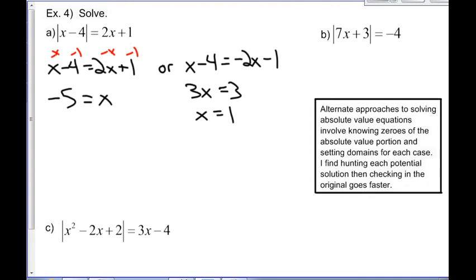Coincidence that we have the same answer? Let's make sure that they actually work. So check, x equals negative 5.